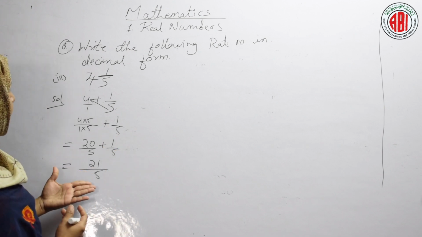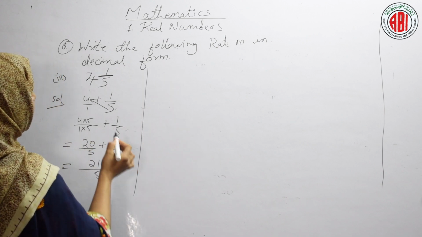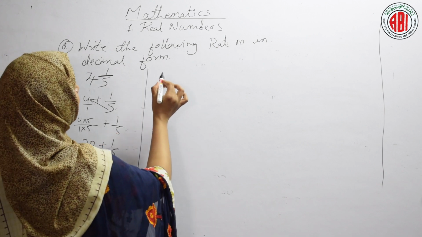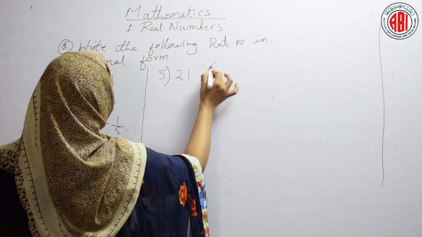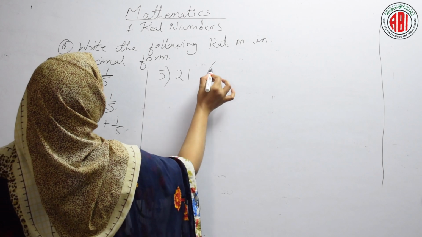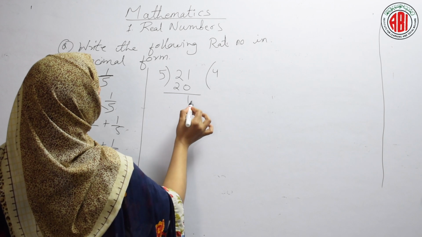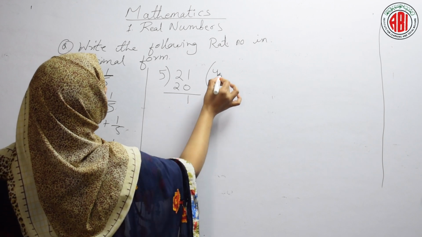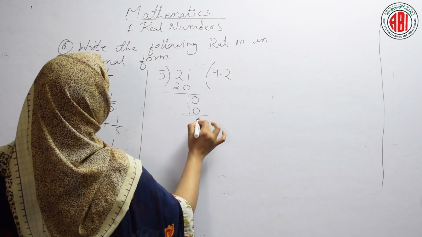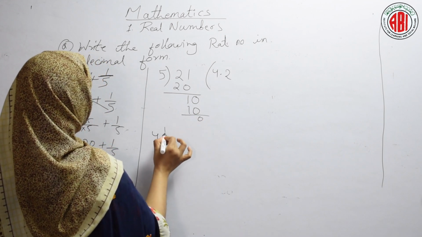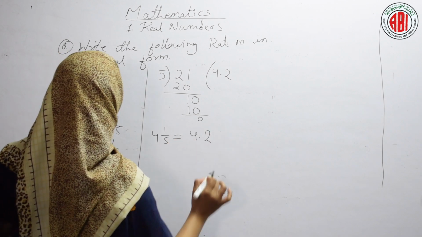Now again, after getting this, you have to divide and get the answer. Let us do it. Write the decimal form of 21 by 5. 5 is the divisor, 21 is the dividend, okay. 5 4s are 20, 1 is the remainder, then put point 0, 5 2s are 10. So the decimal expansion of 4 1 by 5 is 4.2.